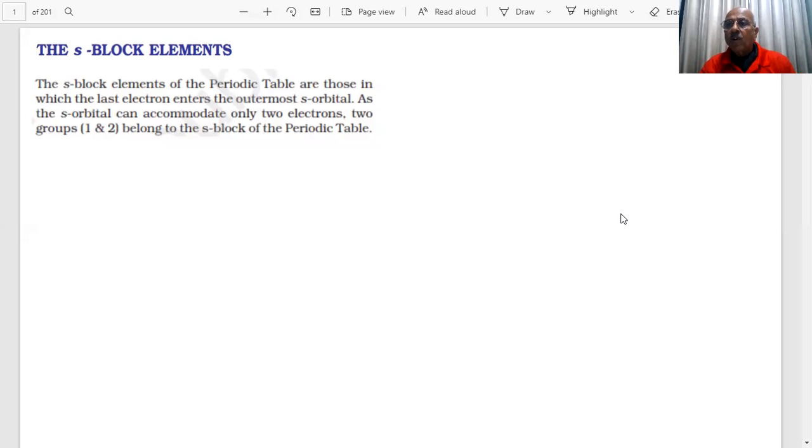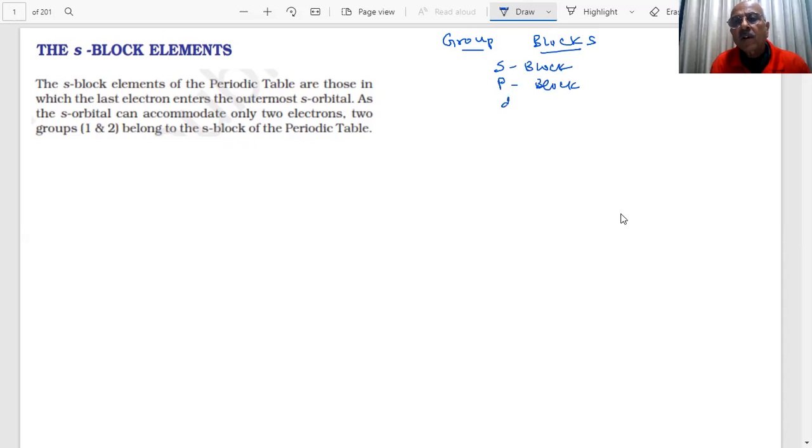We have told you about the periodic classification of the elements, and I have told you that there are four groups. How many groups did I tell you? Four groups: S, P, D, and F. Right or wrong? I'm talking of blocks, students. How many blocks were there in the periodic table? Four blocks: S block, P block, D block, and F block.